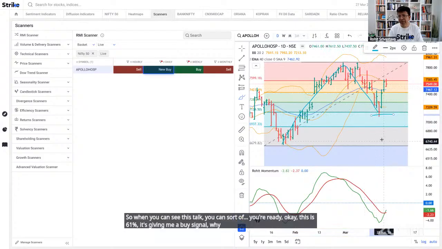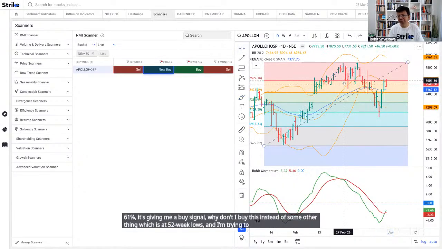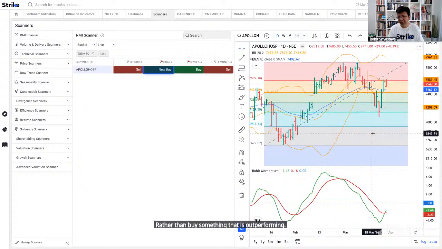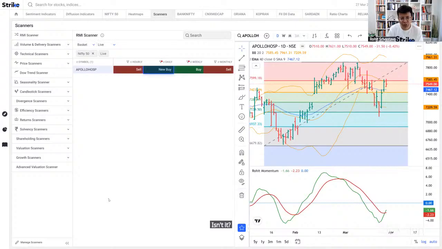Why don't I buy this instead of some other thing which is at 52-week lows, where I'm trying to buy an underperforming stock and trying to say this bank will bottom, rather than buy something that is outperforming? That's the whole point, isn't it? I'm sure everybody would say yes.